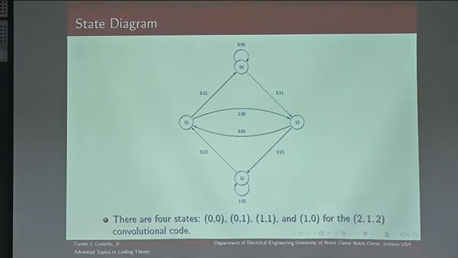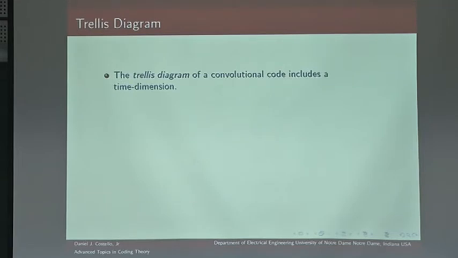Okay, you can figure out everything. Whatever input sequence you put in, you can just follow it around and read the encoded bits off the labels of the paths, and that's the corresponding code sequence. You can do the same thing with a Trellis diagram.